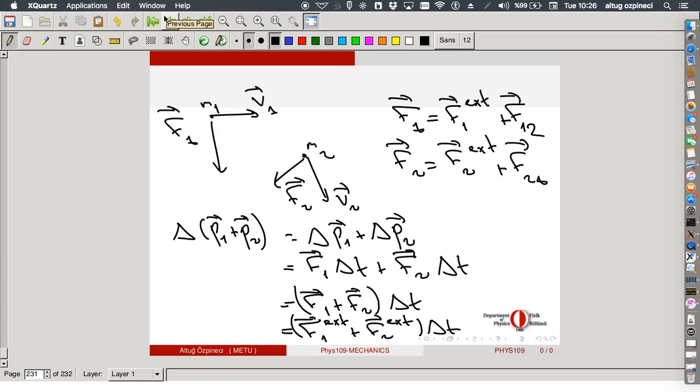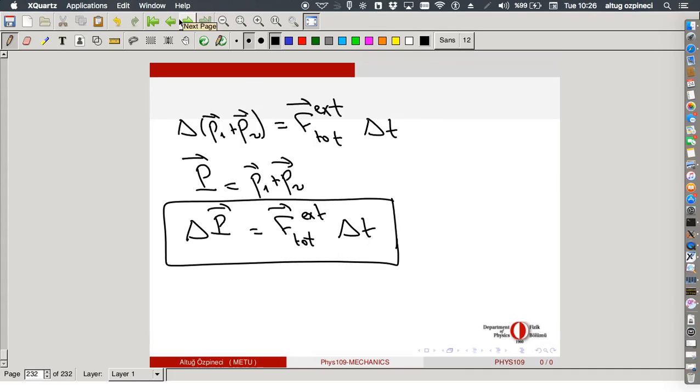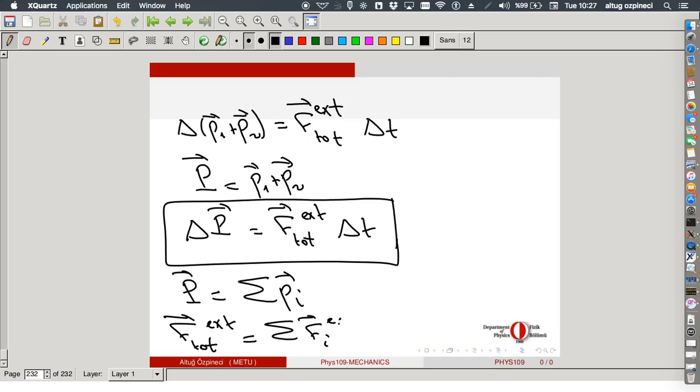But the internal forces will follow Newton's third law, and so they will cancel in the sum of the forces, and we are left with this one. The change in the total momentum of the system is equal to the total external force acting on my system times the time it applies. Now this is for two masses. You can generalize it. P will be nothing but the sum of the momenta of each part of the system, and F, the total external force, is the sum of all external forces acting on my system.